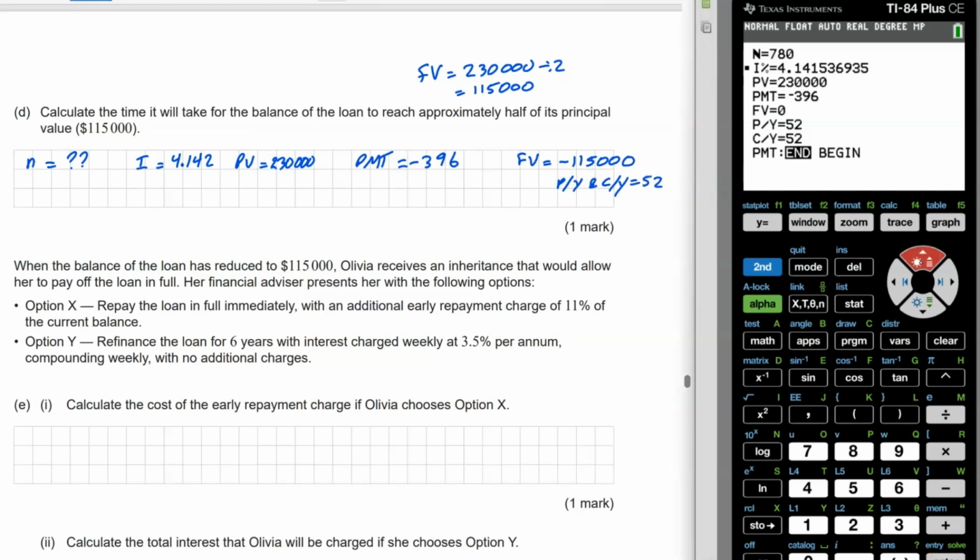So we'll come up here, we're solving for n. 4.142, 230,000 is fine. The future value here is going to be minus 115,123. And we'll see what our n gives us. So I was saying it's going to take 4, so therefore n is equal to 449.6 weeks.